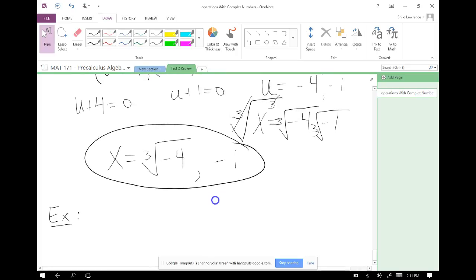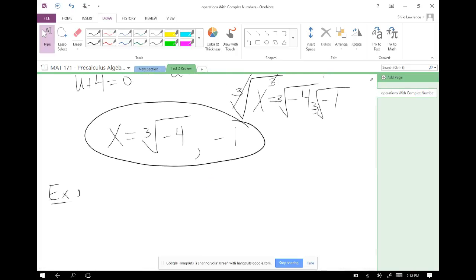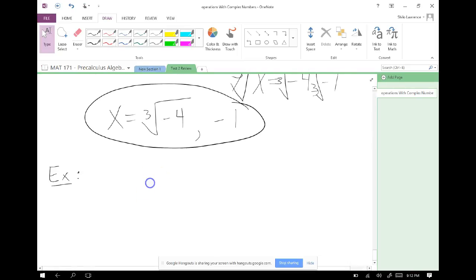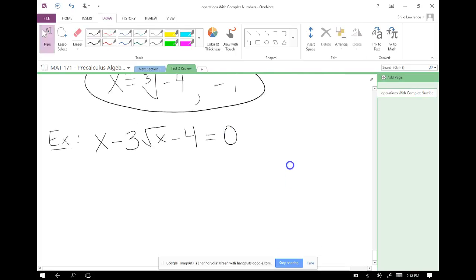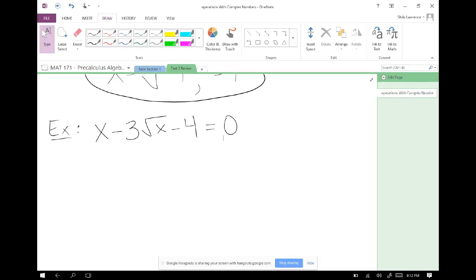But let me do another one of these equations quadratic in form, because I know these can be really tricky. So let's do x minus 3 root x minus 4 equals 0.